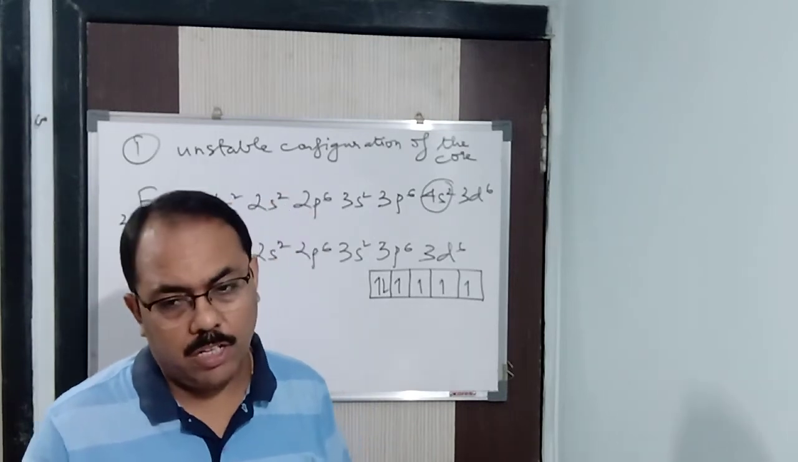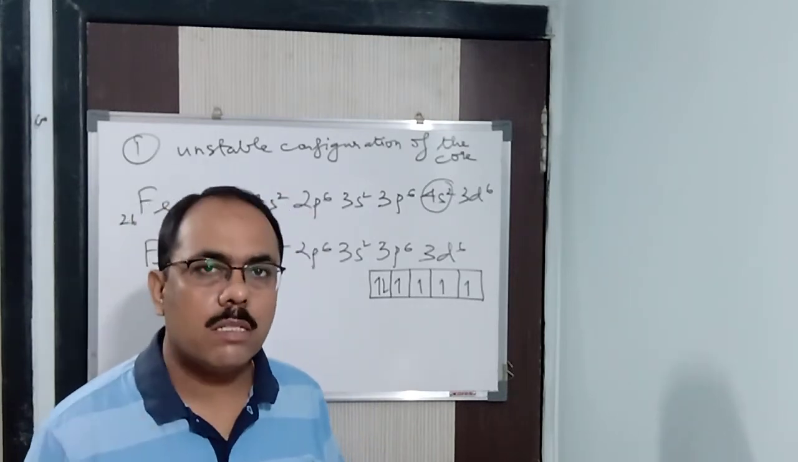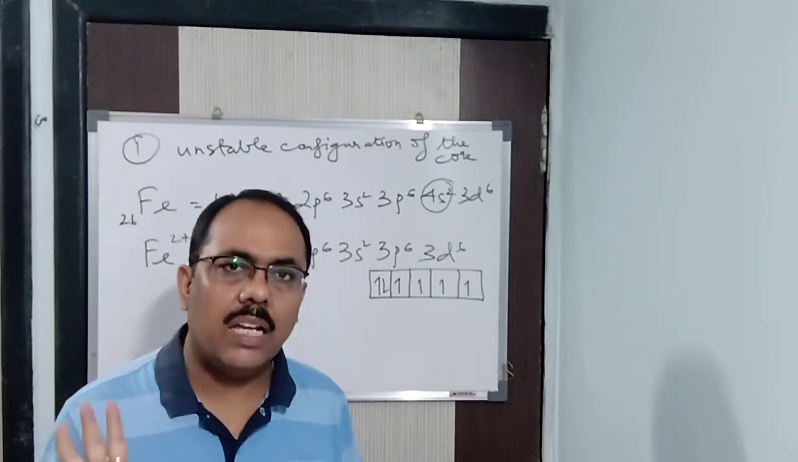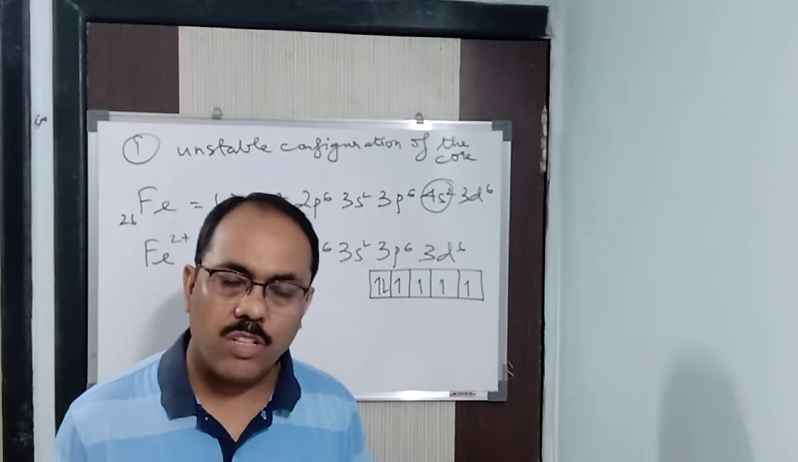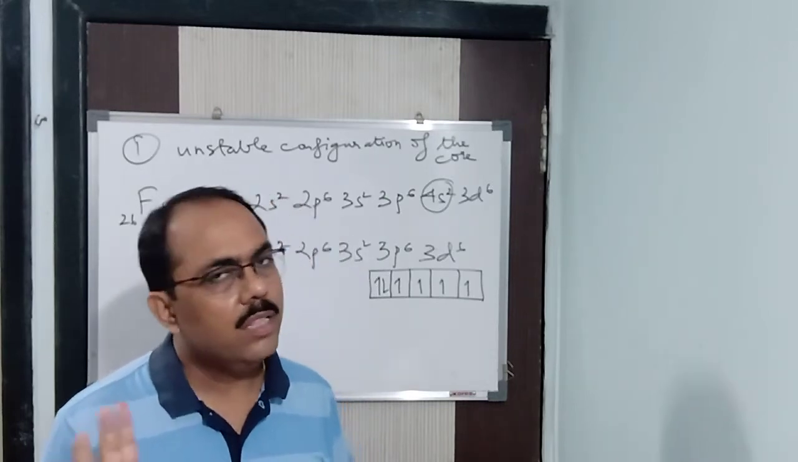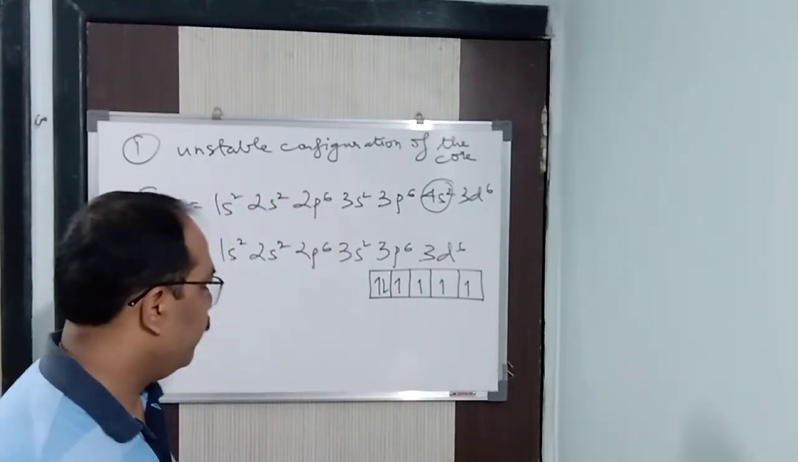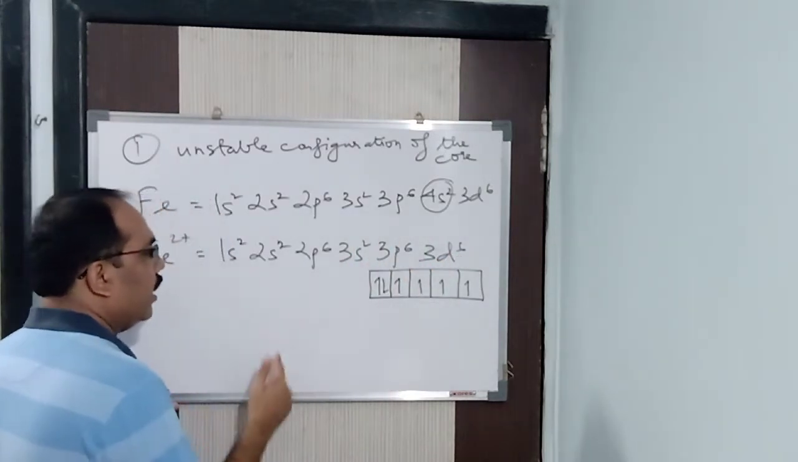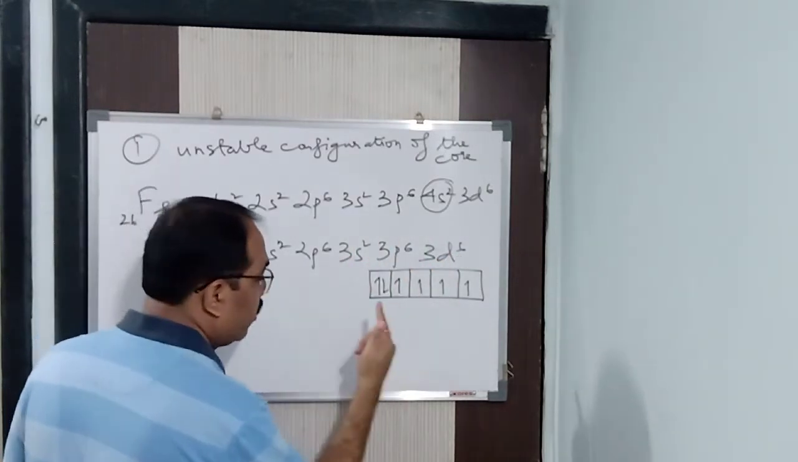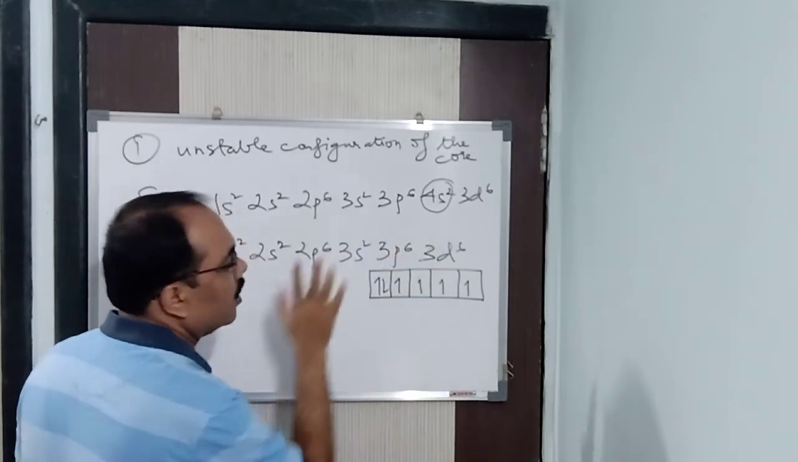Similarly for P subshell, it will be P3 or P6. P3 means exactly half filled, D5 means exactly half filled, F7 means exactly half filled. So if it is exactly half filled or fully filled, then it is said to be stable in nature. You know that. So here it is not exactly half filled. You can see D6 is there. So definitely it will have a tendency to lose one more electron. So this is called unstable configuration of the core.